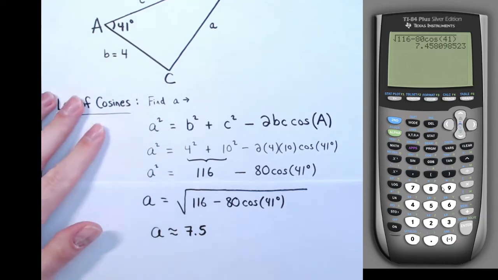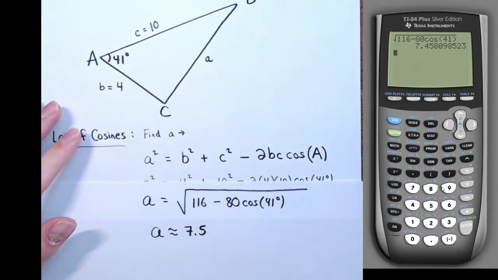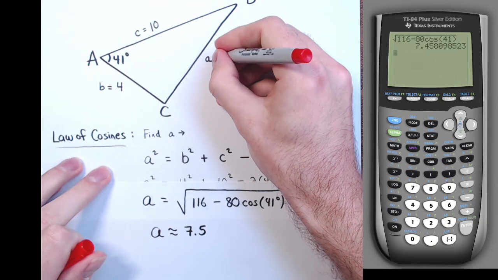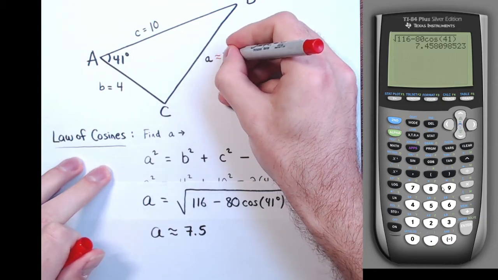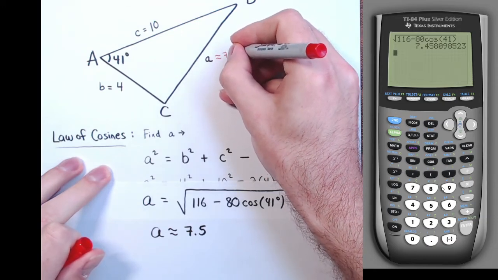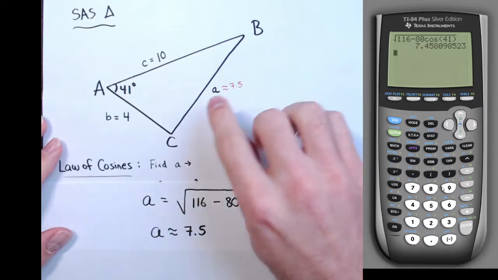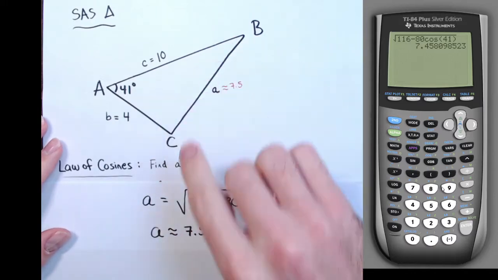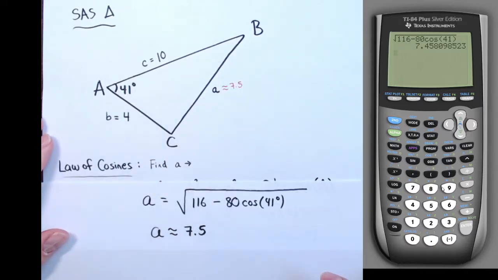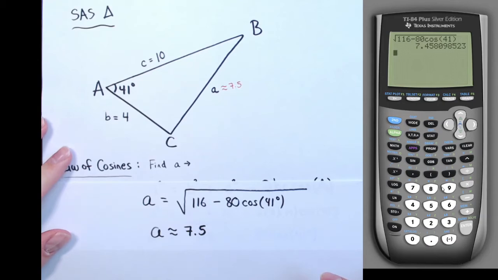So back on my picture, I'll put this in red. This side length is about 7.5 units long. Okay. Now, that's one piece that was missing. Now I would like to find the missing angles.